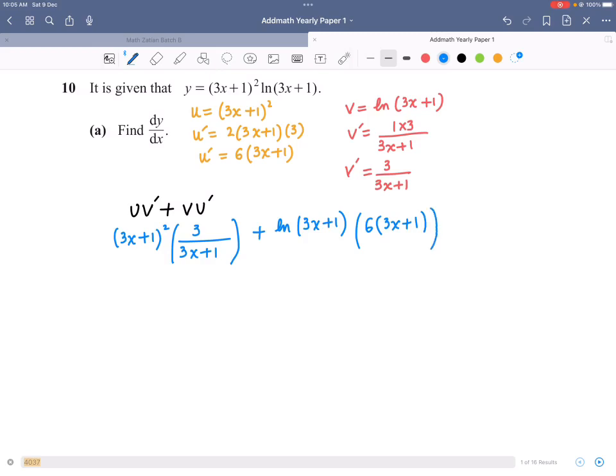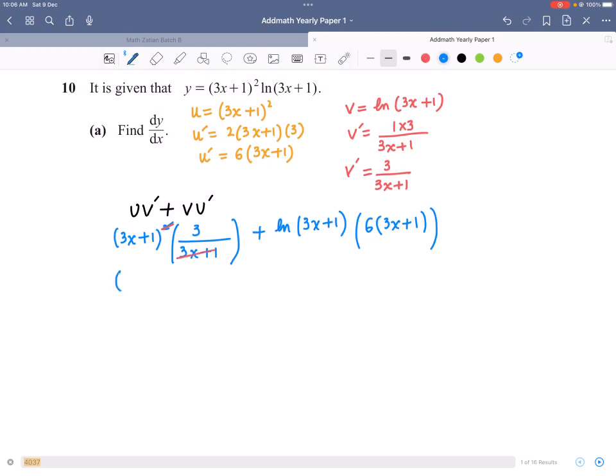Alright, that is the u into v product rule. Now we need to simplify, and we are going to take common here. So the common I can see here is 3x plus 1. In fact, we can cancel this one. 3x plus 1 power 2 cancels with this one, 3x plus 1, right?